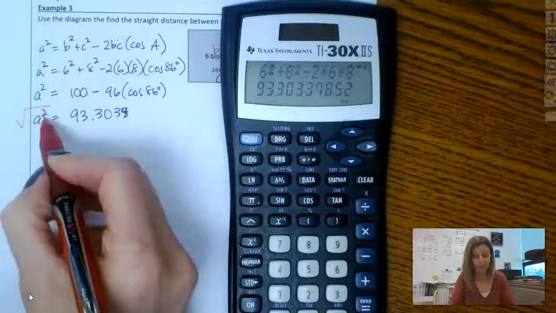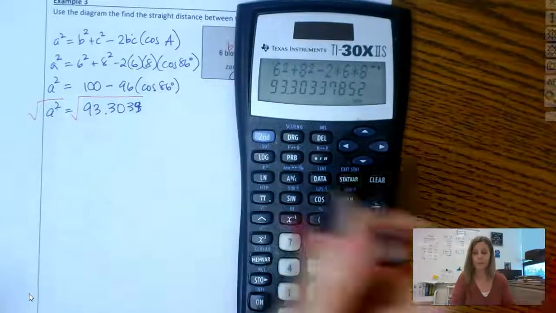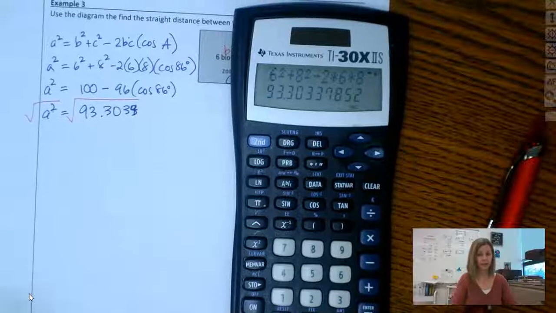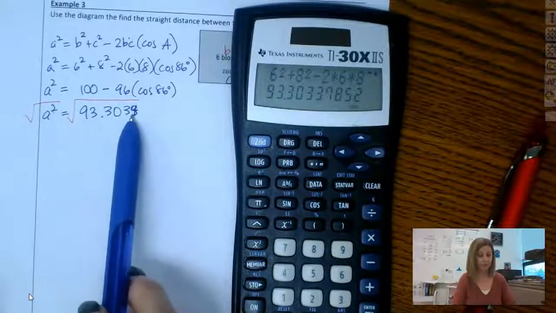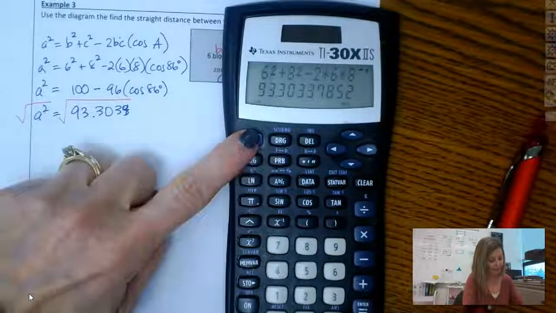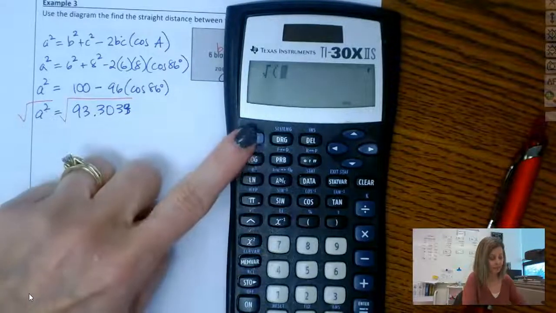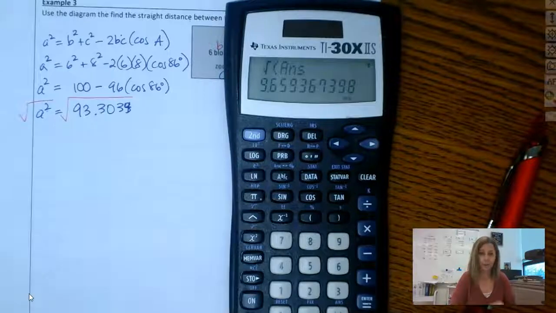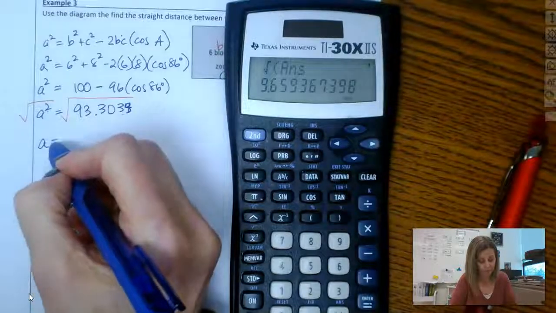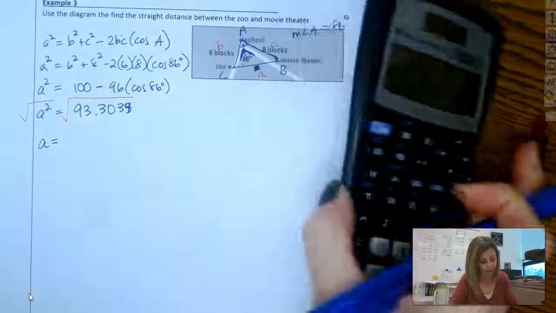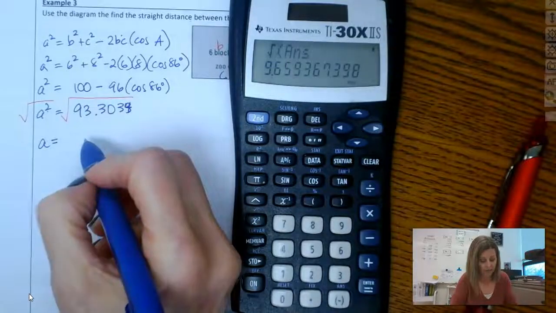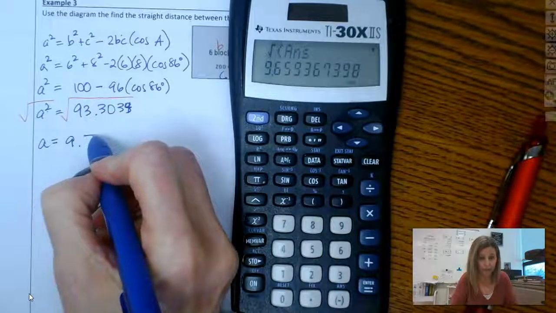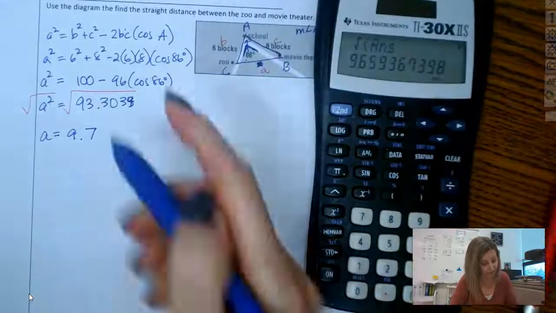But here's where that answer button will come in handy. I need to solve for a, not a squared. So I need to square root that. So I'm going to use the answer button instead of retyping this. So I'm going to say second square root, second answer. And so it took the square root of that whole decimal. So A is about, let's just round it to the nearest tenth, 9.7. I guess 9.7 blocks.